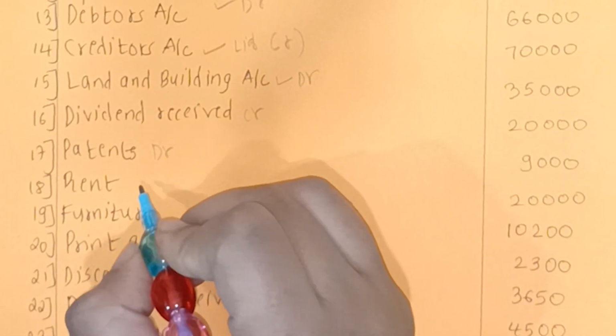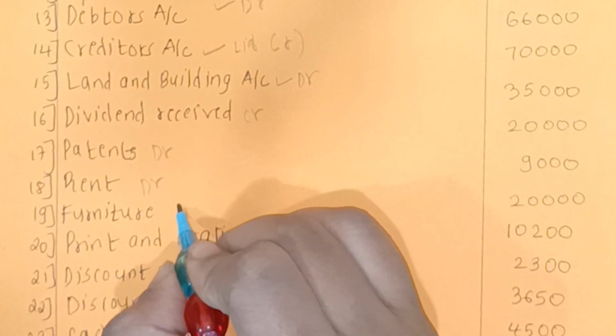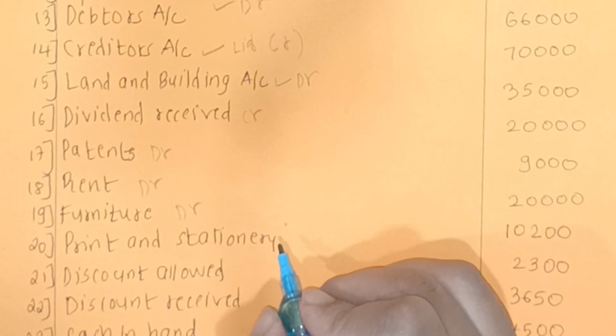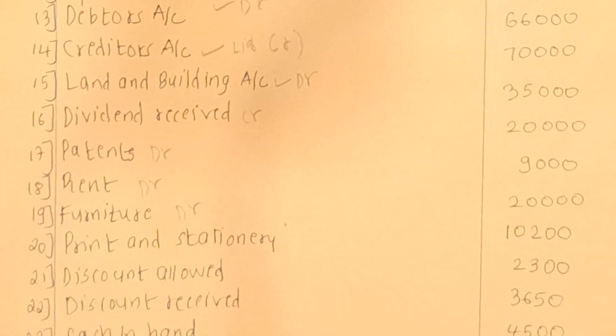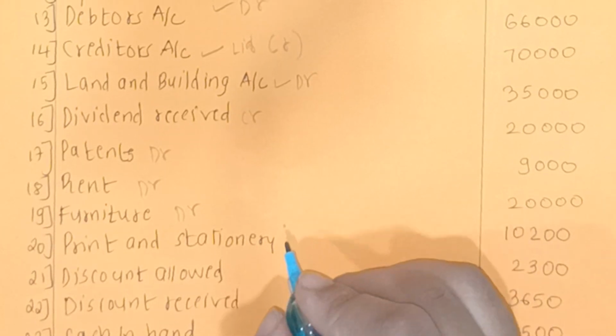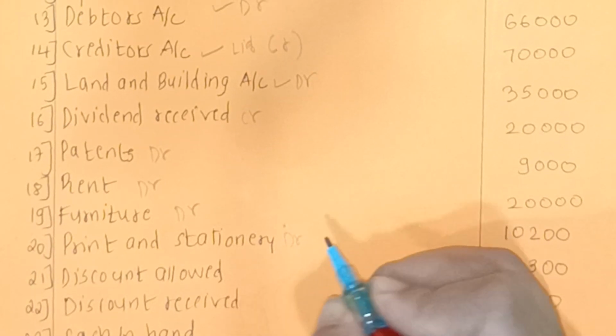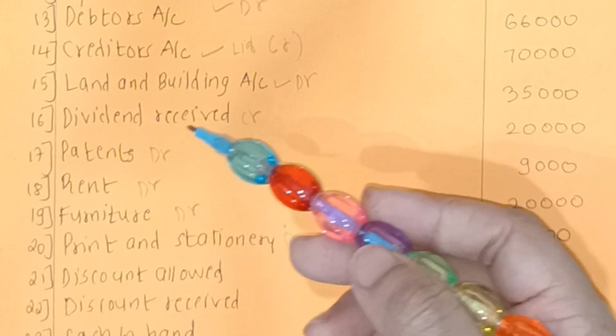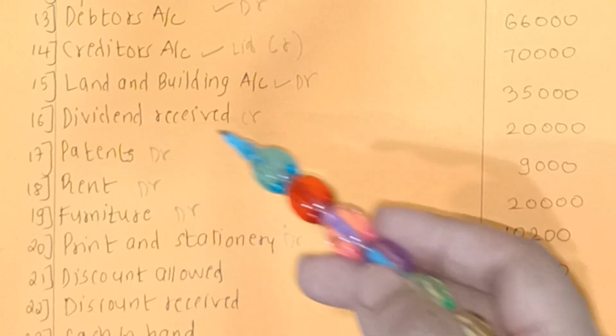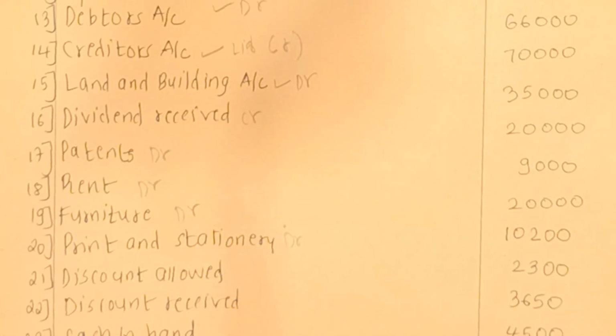Rent is an expense, so debit. Furniture is an asset, debit. Print and stationery. Now print and stationery is again an expense to us, therefore it will be debited. Sorry, I read this as discount received earlier. This is dividend received. Even then it will come on the credit side.